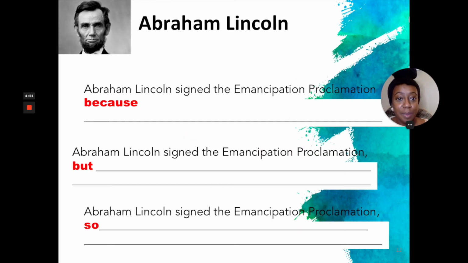Let's look at another example. And this time you are going to pause and do it, and then we'll come back and I'll share my answers with you. Okay, so Abraham Lincoln signed the Emancipation Proclamation because. Abraham Lincoln signed the Emancipation Proclamation, but. Abraham Lincoln signed the Emancipation Proclamation, so. So pause and complete these sentences.